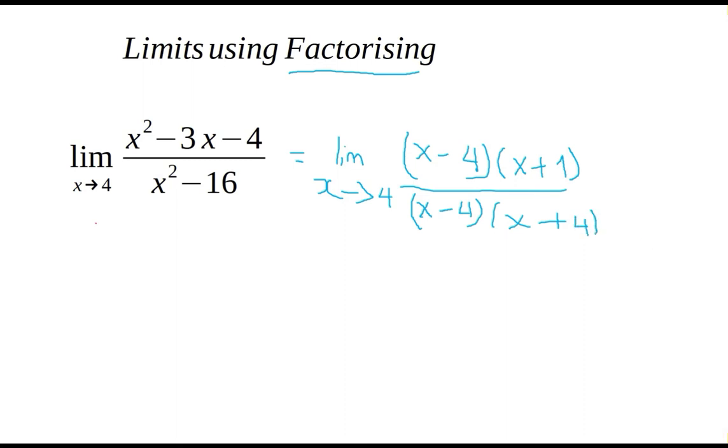So we already see that we can reduce this if we cancel this and this, so we end up with the limit as x approaches 4, x plus 1 divided by x plus 4.